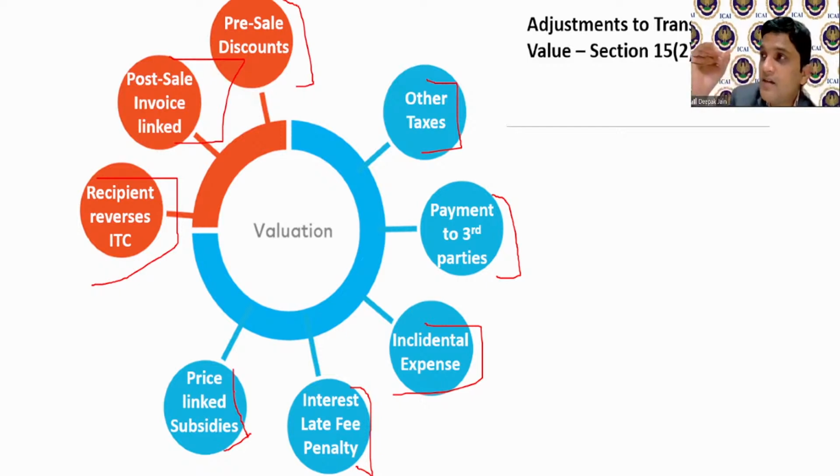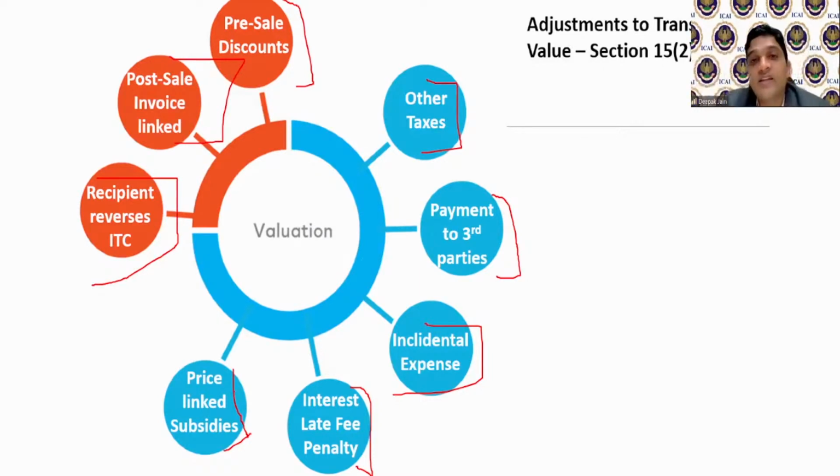Means I've made a sale of 1 lakh. The invoice should have been 80,000. Mistakenly, I've raised 1 lakh rupees. The customer will shout at me. So then I will say, okay, don't worry, don't shout at me. Instead of 80,000, I have raised 1 lakh. So 20,000 rupees, I'll give you back. So I will raise a credit note for 20,000 rupees, which is a reduction in the price.